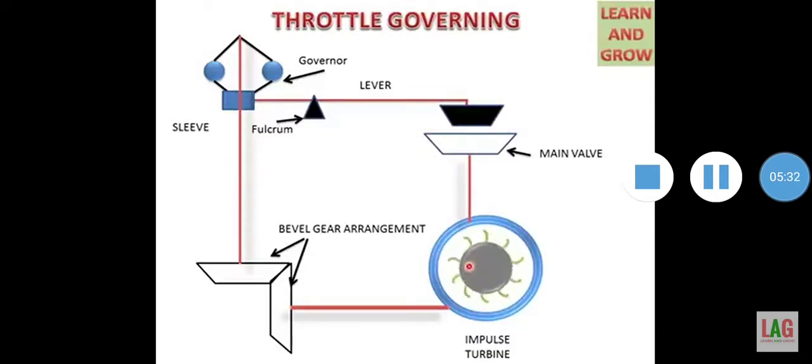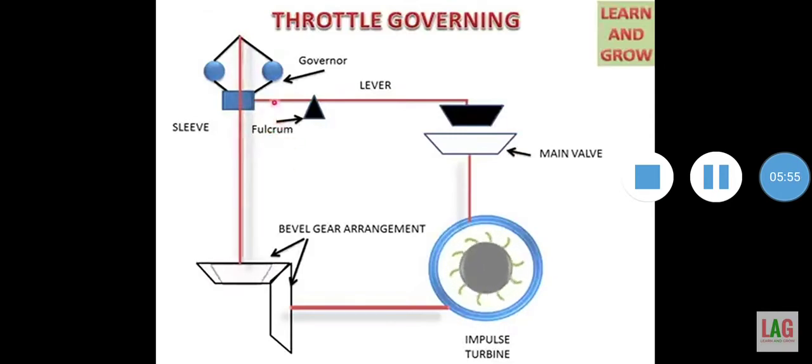Now this steam flowing into this impulse turbine passes to the blades and causes it to rotate. This steam is first passed to the main valve, and here there is a bevel gear arrangement which is used by the rod which is attached to the governor. When this bevel gear rotates, this shaft also rotates.